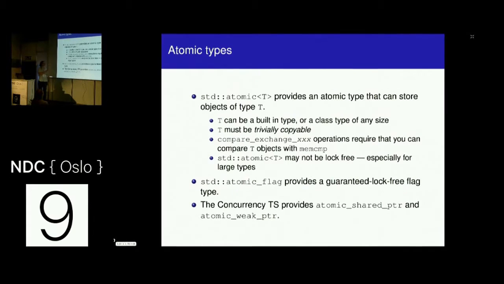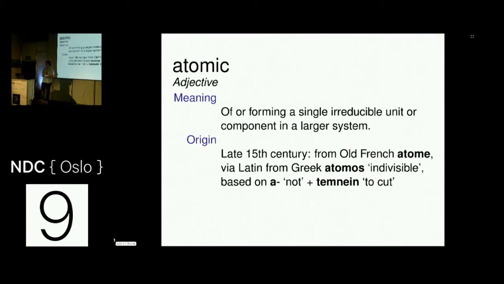In the concurrency TS, we've got 2 new atomic types: atomic shared pointer and atomic weak pointer. Shared pointer and weak pointer, normally, you can't copy them with memcpy or compare them with memcmp because you've got to deal with reference counting. So we've got special types to deal with those. Again, they may not be lock-free in any given implementation, so if you want to use these, you need to check. But if it does turn out to be lock-free, it can greatly simplify your code.